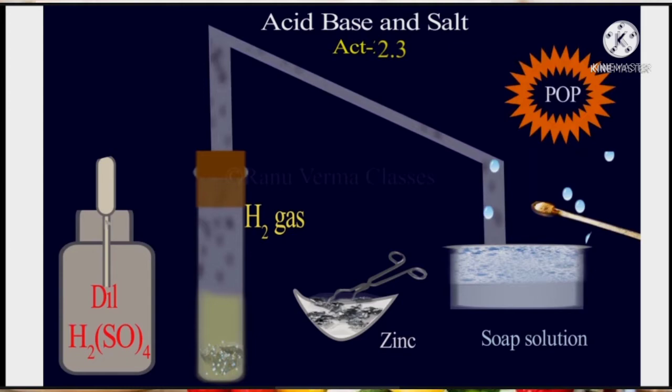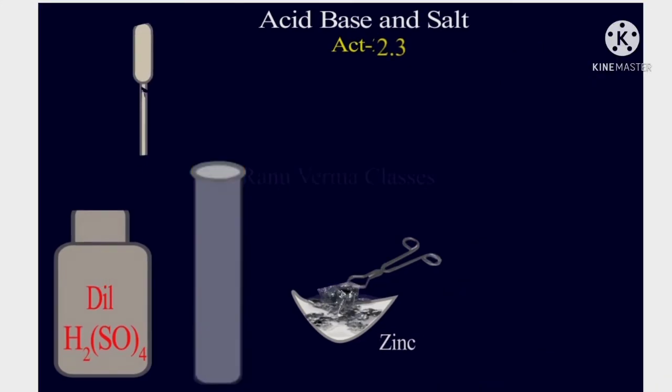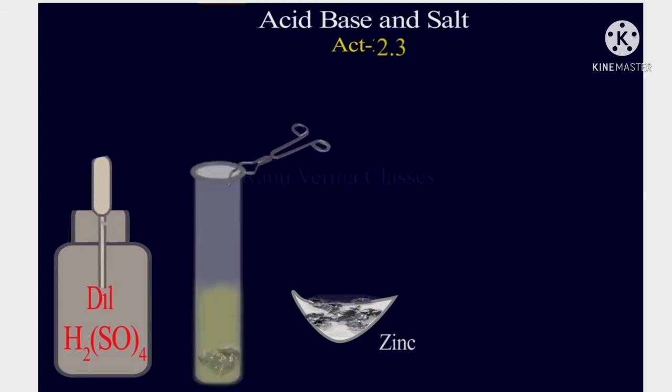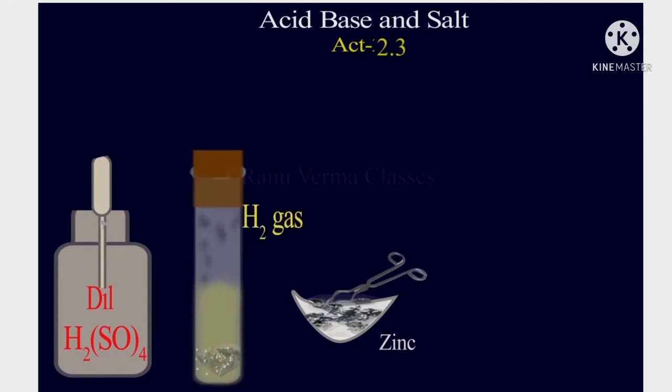The components required to conduct this activity are a test tube, a delivery tube and a bowl. The chemical substances required are dilute sulfuric acid, zinc granules and soap solution. Now take a small amount of dilute sulfuric acid in a test tube. Add a small amount of zinc granules and close the test tube with a cork.